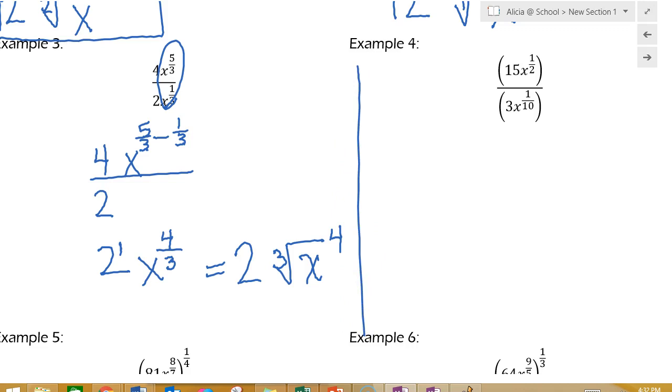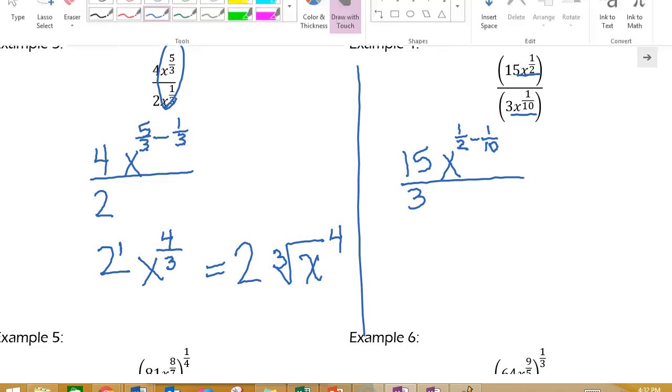Looking at example number 4. Same idea as the one we just did. We're going to have 15 over 3. And we have like terms of x to the 1/2 and x to the 1/10 power. And we're going to go ahead and subtract these because we are dividing. So 1/2 minus 1/10.